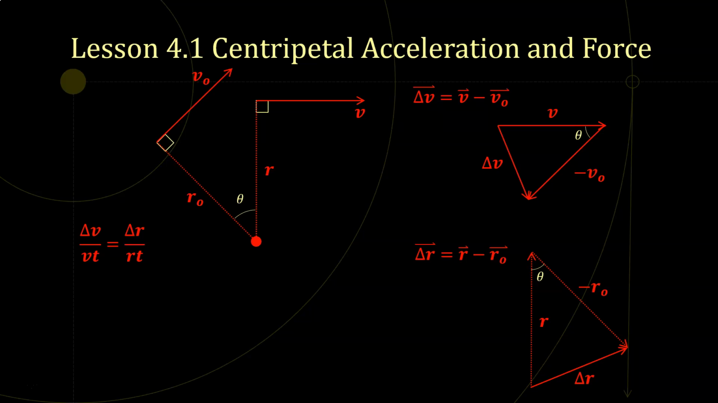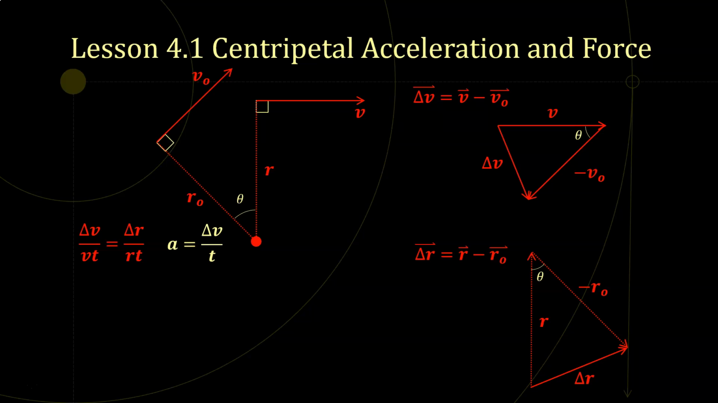Now, you may be able to recognize a couple of values that we've used before in physics. We know that acceleration is change in velocity over change in time. And in this case, that change in velocity is entirely caused by the change in direction of the object.